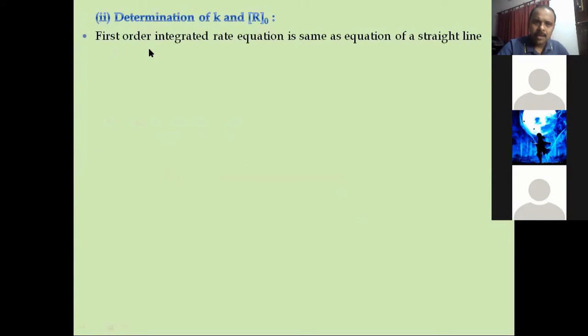The first order integrated rate equation is the same as the equation of a straight line. This we have seen for the zero order reaction also. So Kt divided by 2.303 is equal to log R naught minus log R. We had K is equal to 2.303 by t log R naught by R. You can transform that into this form: 2.303 to the left hand side, and log R naught by R as log A minus log B form. That's how we get Kt divided by 2.303 is equal to log R naught minus log R.